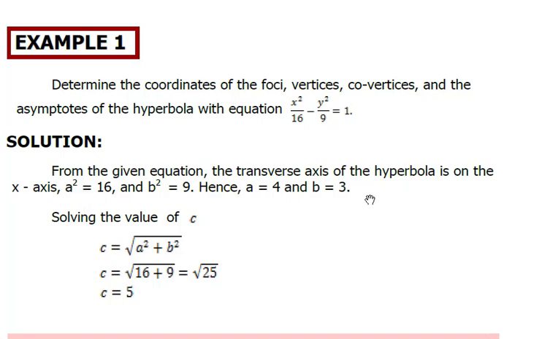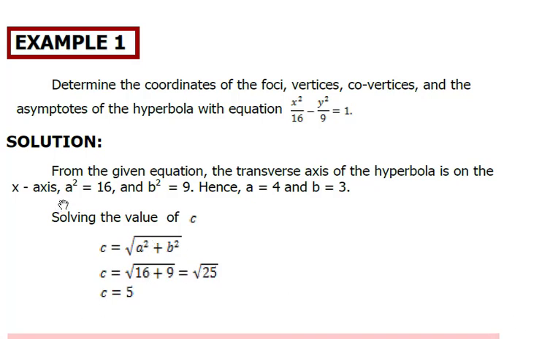And we have to get c, so that we can find all the coordinates asked in this given problem. Solving for c, recall that c squared equals a squared plus b squared, and c is equal to the square root of a squared plus b squared. Then we have c equals the square root of 16 plus 9, that's the square root of 25, c equals 5.